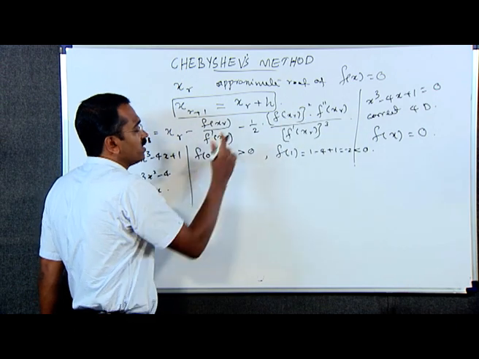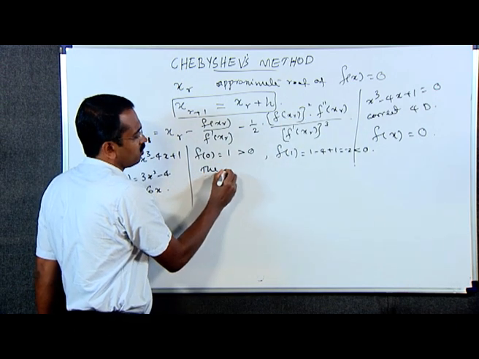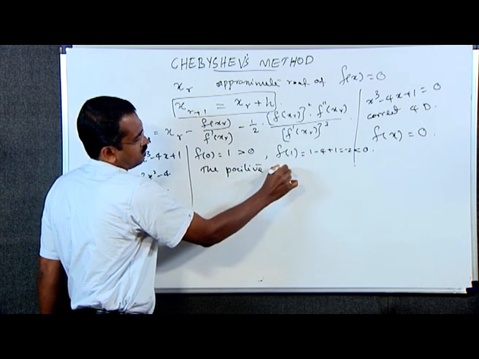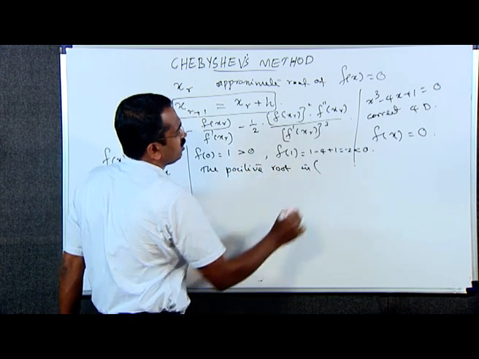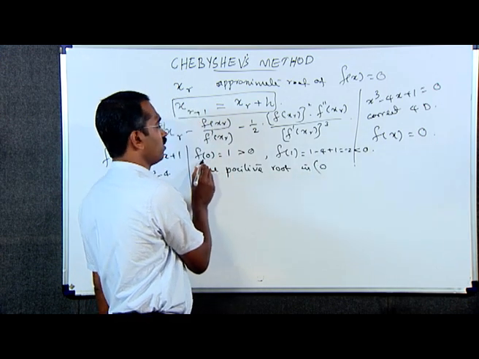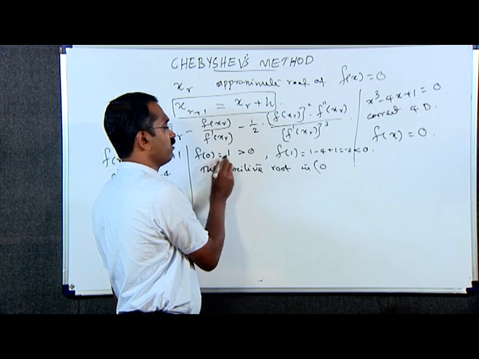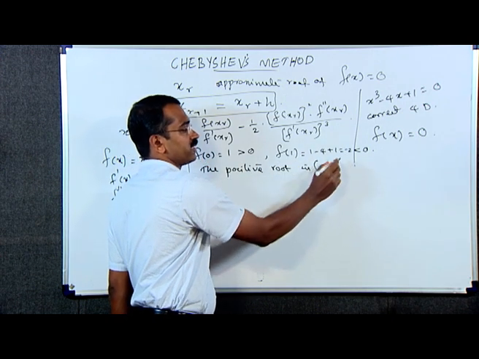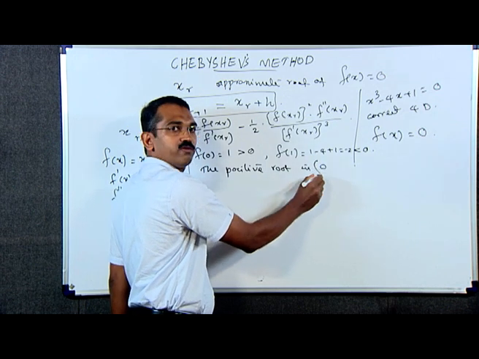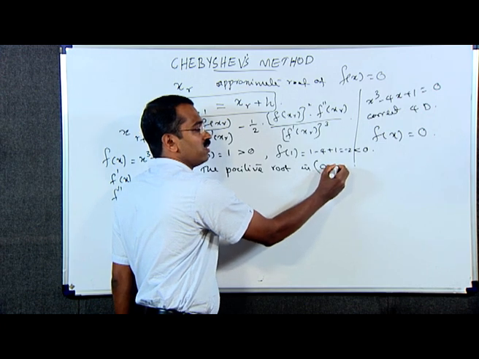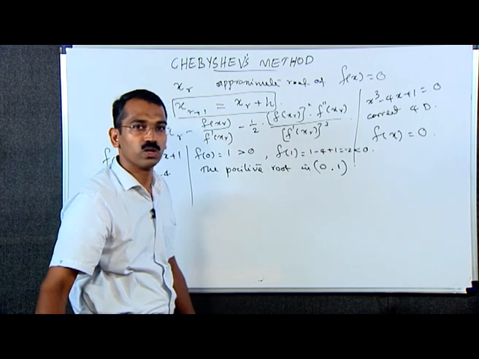Therefore, we can say that there is a positive root in between 0 and 1, because at 0 the value of function f is positive, and at 1 the value of the function is negative. Therefore, by the location theorem, we can say that the positive root lies in the interval 0 and 1.